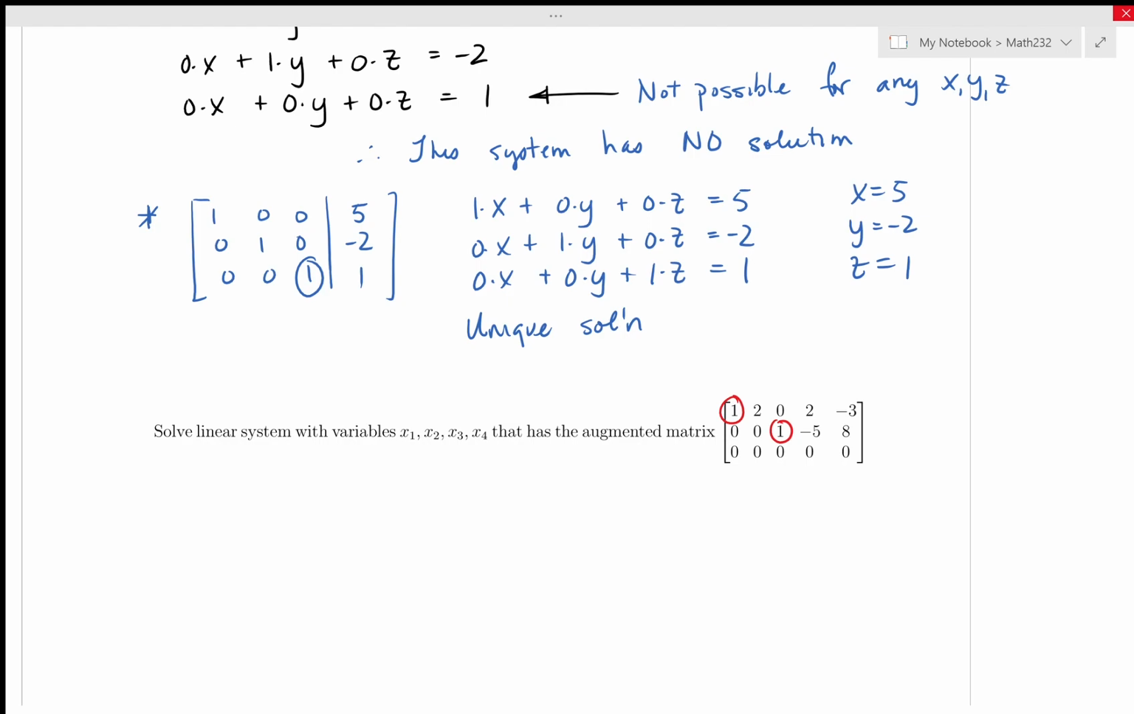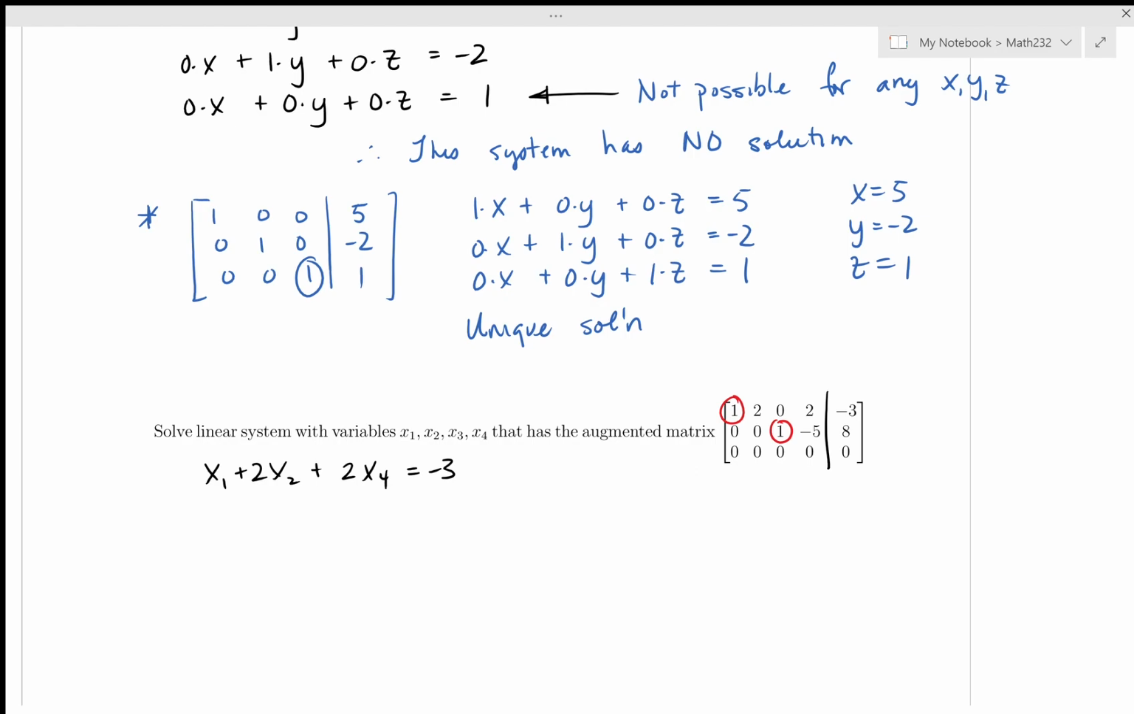So the first equation coming from row 1 says that x1 plus 2x2 plus 0x3, so I'm going to leave that out, plus 2x4 is equal to minus 3. Let me put that vertical bar I sometimes put in there to indicate that it is indeed an augmented matrix. So that is the equation for that first row of that matrix.